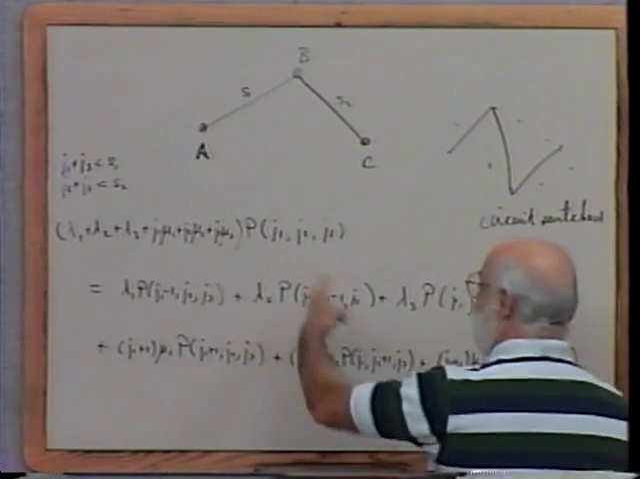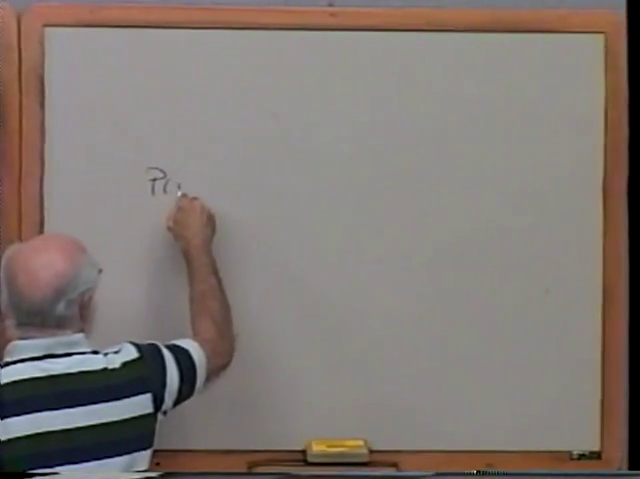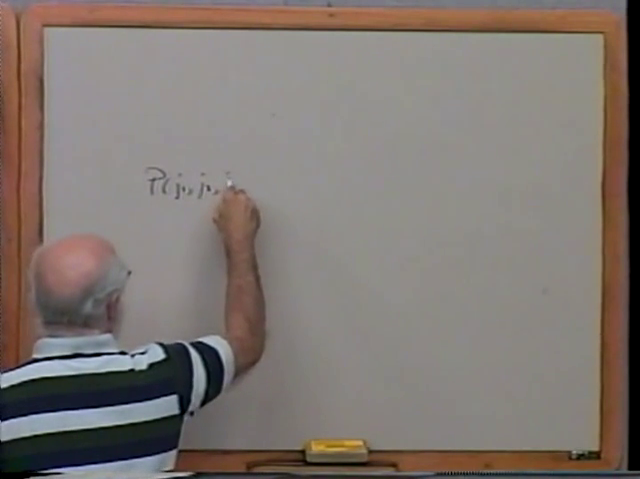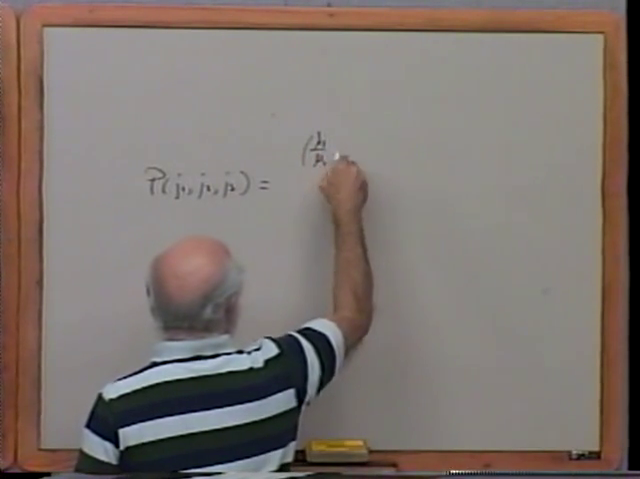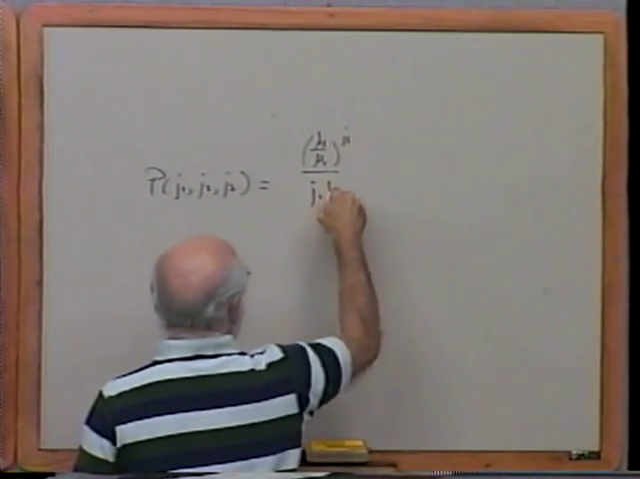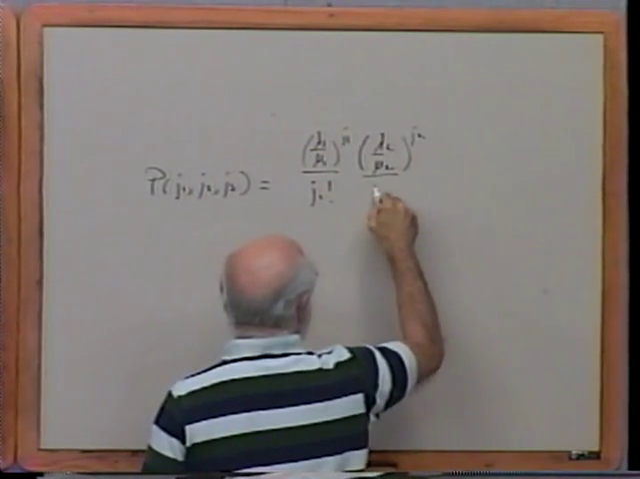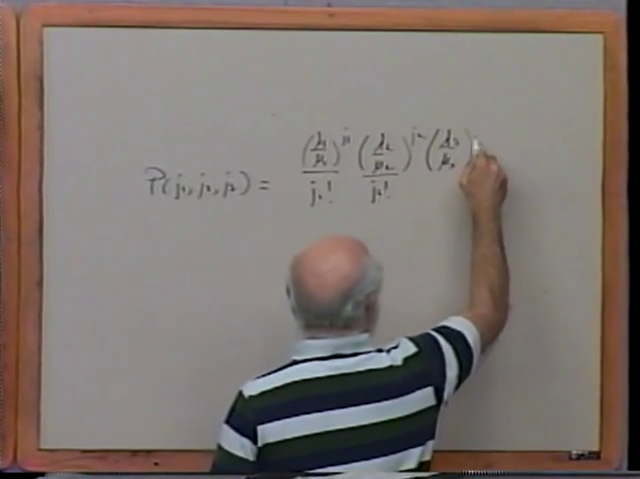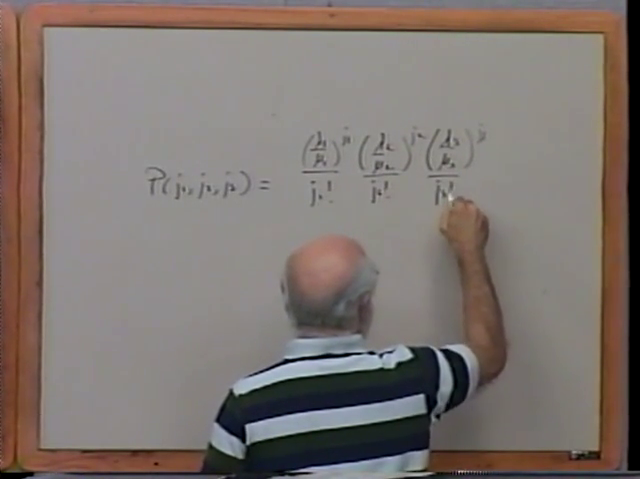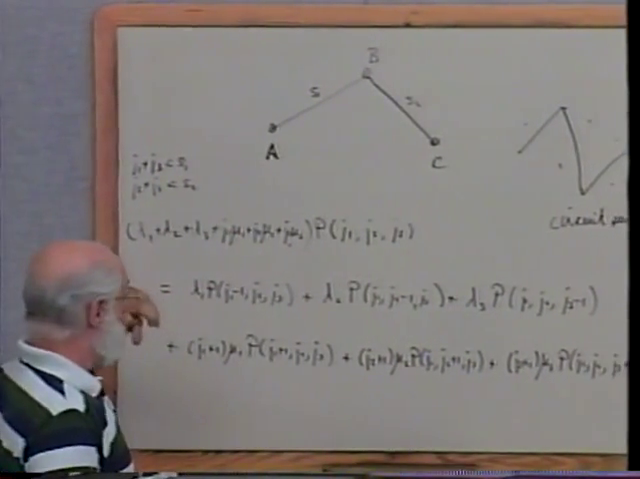Well, I'm off the boundary, so it's easy, because now you know immediately from what you saw before that if I plugged in this formula, it would work. Lambda 1 over mu 1 to the j1 over j1 factorial, lambda 2 over mu 2 to the j2 over j2 factorial, lambda 3 over mu 3 to the j3 over j3 factorial, times a constant. Because these equations are of the same form as before, except that there are 3 variables instead of 2 variables.